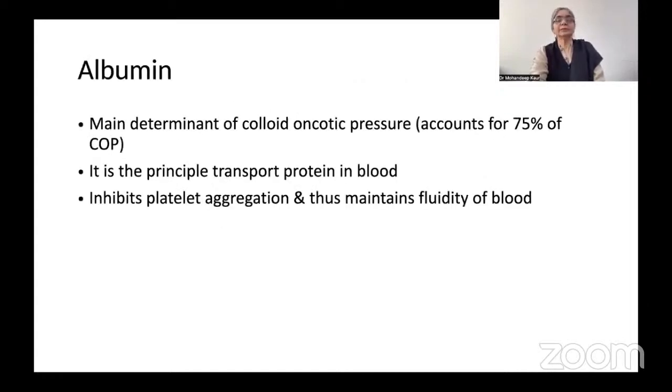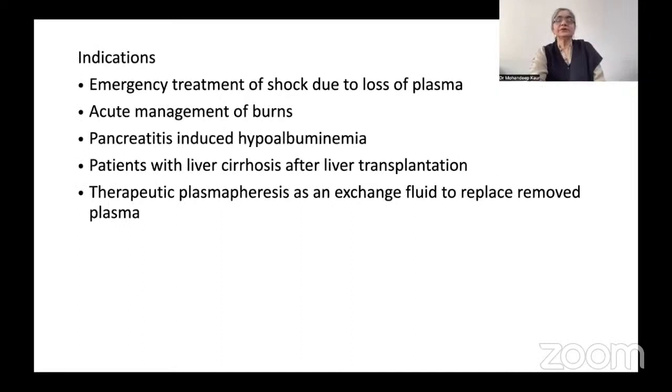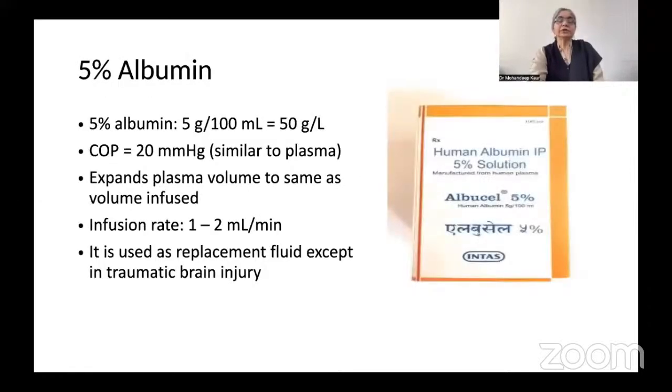Let's come to albumin. This is the main determinant of colloid oncotic pressure, accounts for 75% colloid osmotic pressure. It is the principal transport protein in the blood and inhibits platelet aggregation and thus maintains fluidity of blood. It is indicated in emergency treatment of shock due to loss of plasma, acute management of burns, pancreatitis-induced hypoalbuminemia, patients with liver cirrhosis after liver transplantation, therapeutic plasmapheresis as an exchange fluid to replace removed plasma. Available as 5% albumin and 10% albumin and 25% albumin.